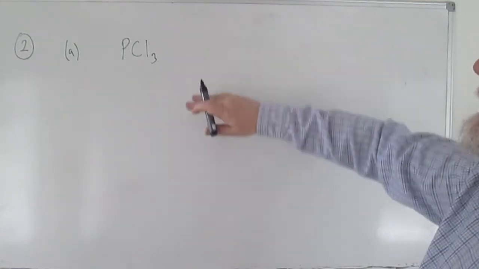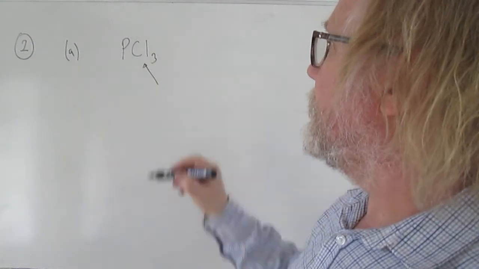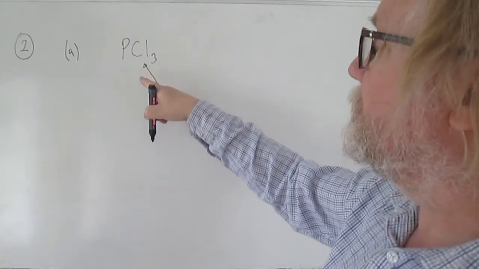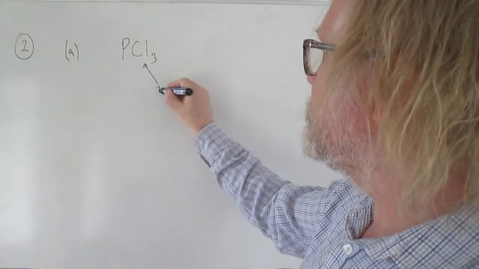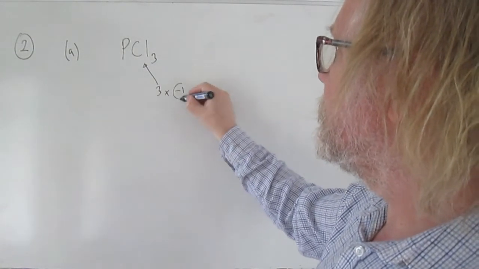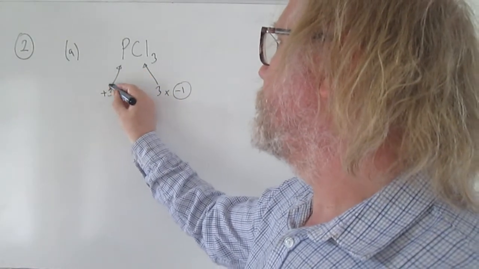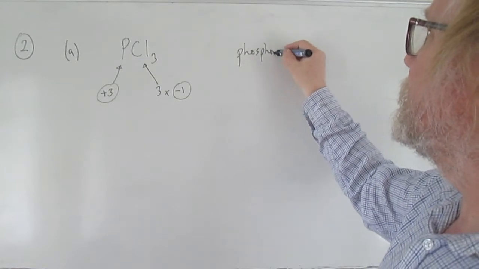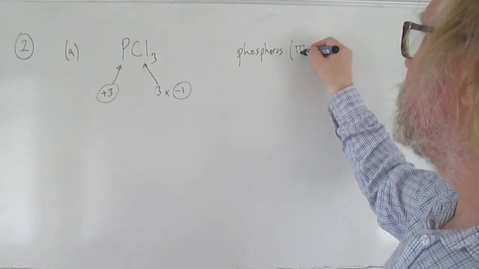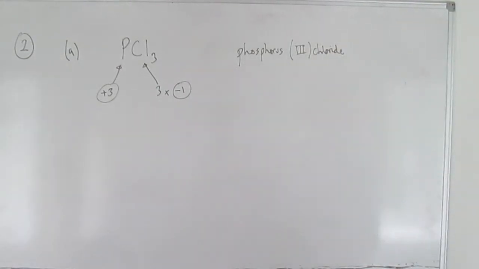And the way you do that is with oxidation states. So you reckon that each of those chlorines is just making one bond, in which it's getting more than its fair share of the electrons, so it's a -1 oxidation state. So you get 3 lots of -1, and the phosphorus is therefore +3. So you call it phosphorus(III) chloride.